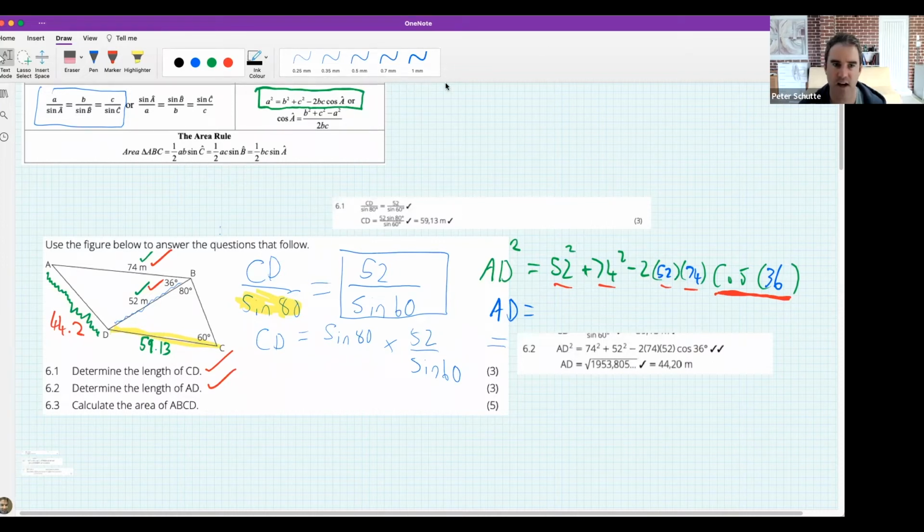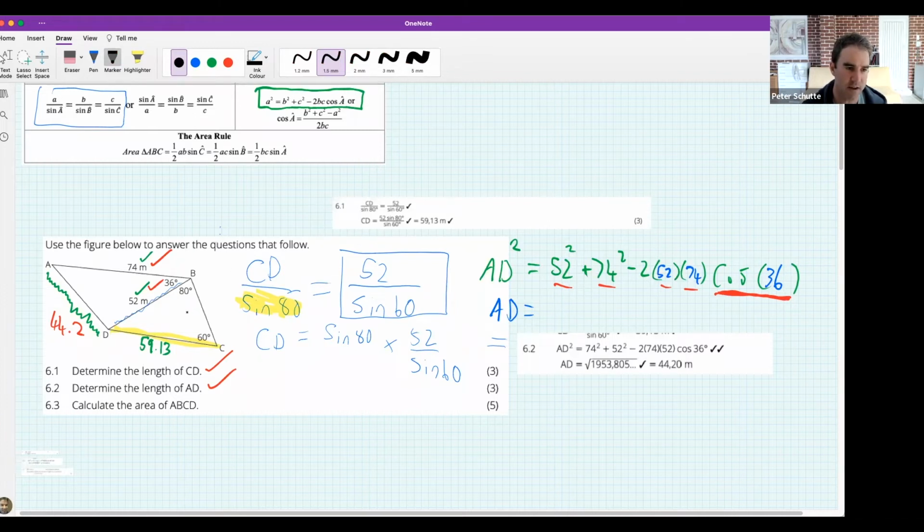I'll give a little bit of time so everyone can have a look, or maybe put a comment in the chat there. So I see lots of people are saying the area rule, and I think, guys, you are absolutely on it. Then the question becomes, what information do we need to use the area rule? We need two sides and an included angle.